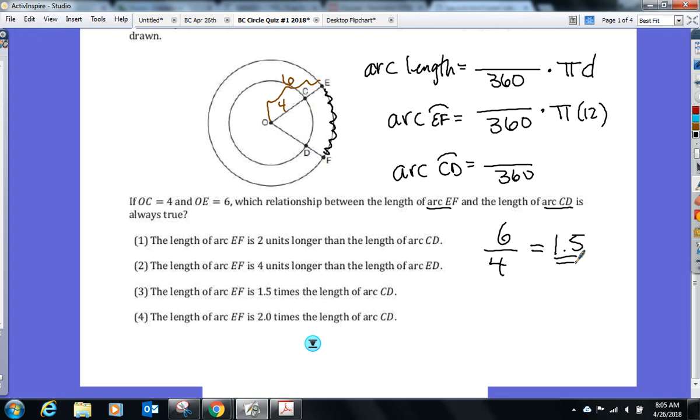It doesn't matter what you put here. It's going to be the same because they're coming from the same central angle. So this measure is going to be the same as that measure. The only thing that's going to matter is the radii that you plug in, which is 6 and 4. We okay on that one?